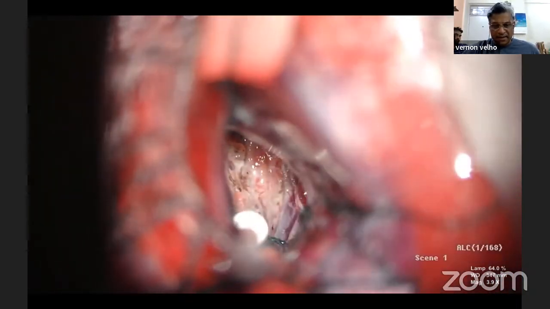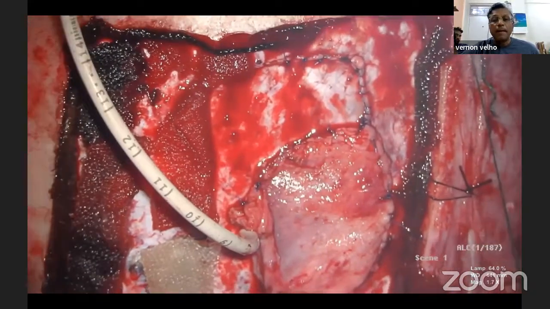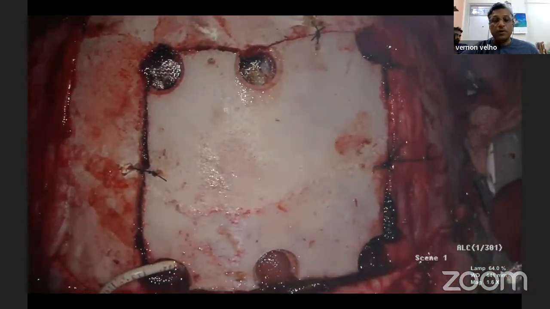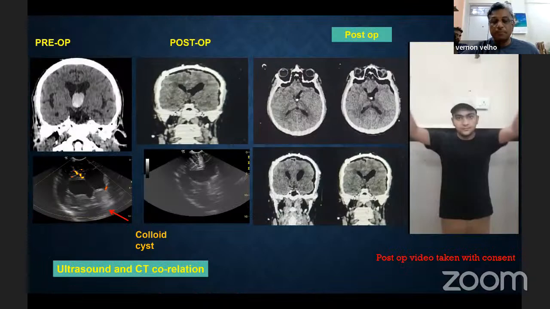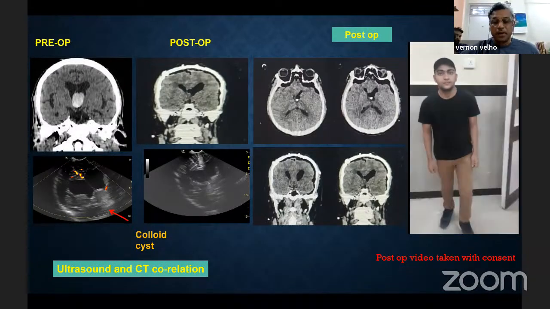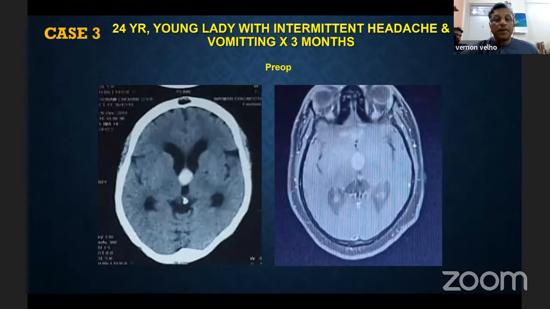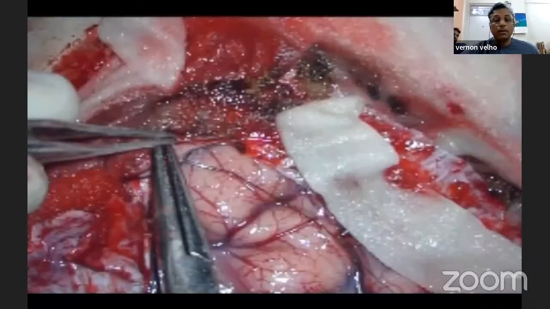So again, no retractors, and we keep a drain. That's the bone flap which we put back. That's the patient. Post-operative scan. This is another patient, again, a fairly hyperdense on CT scan. So these are going to be thick colloid.